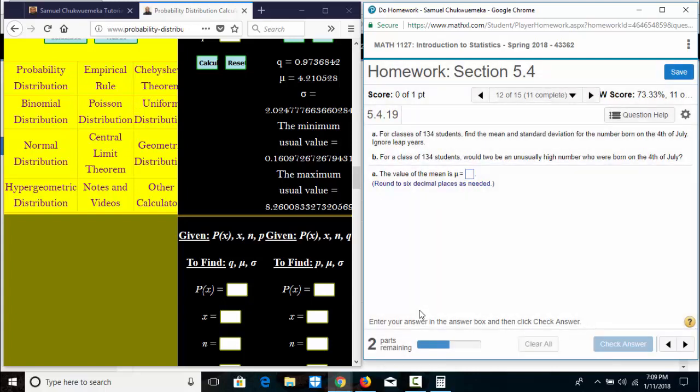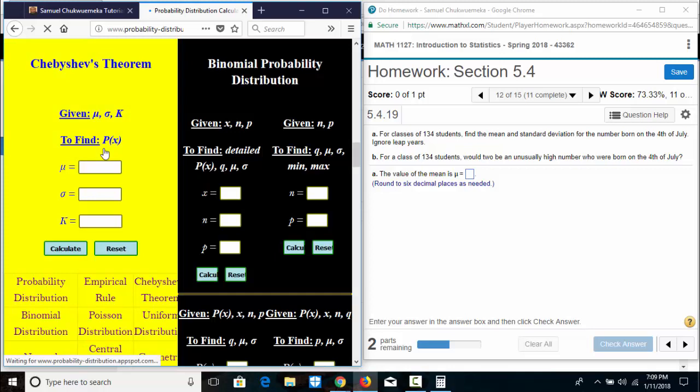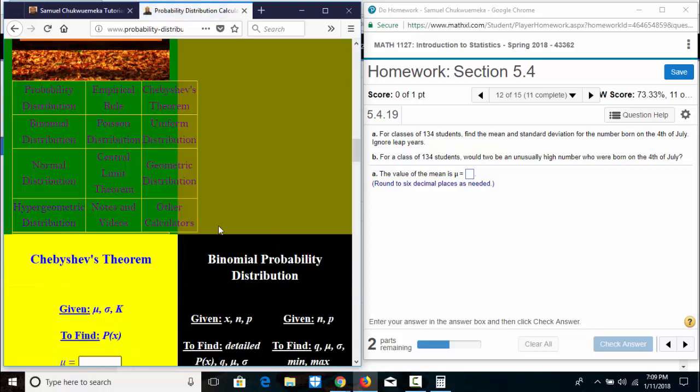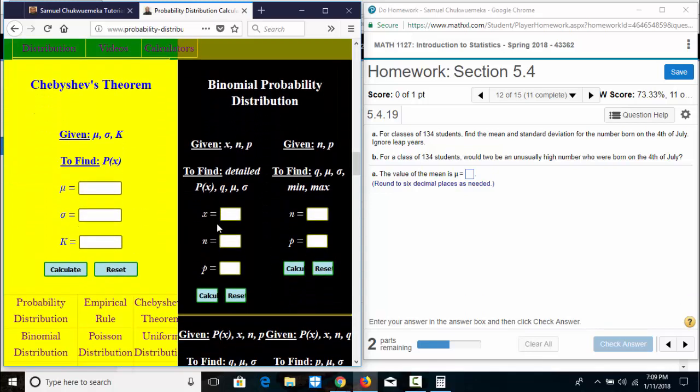Question 12. For classes of 134 students, find the mean and standard deviation for the number born on the 4th of July. Ignore leap years. B. For a class of 134 students, would 2 be an unusually high number who were born on the 4th of July? So, 134 students. What is the probability that a student was born on Independence Day? Independence Day, that's the 4th of July for the United States.